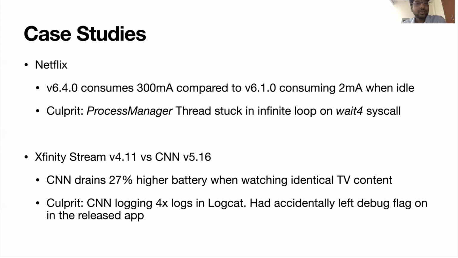eTester was also used to compare Xfinity Stream with CNN. Developers learned that CNN drains 27% higher battery when watching identical TV content. And it turns out this was because CNN was logging 4 times more logs in Logcat because they had accidentally left the debug flag on in the released app.